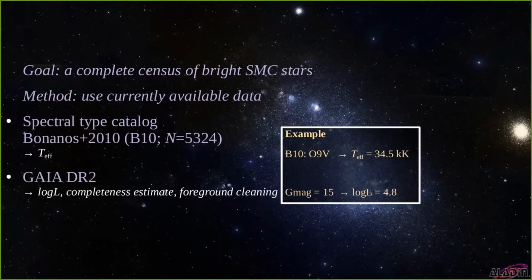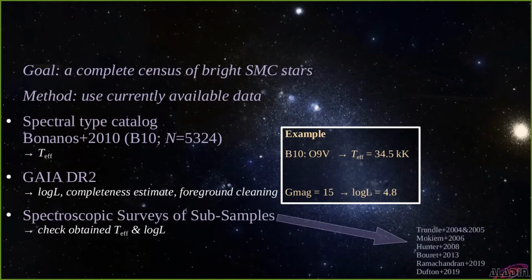Then we also cross-correlate the catalog with the Gaia data. By combining the effective temperature, a bolometric correction, and observed G magnitude, we can obtain an estimate for the luminosity of the star. Also, we can use the Gaia data for a completeness estimate and also to do foreground cleaning. And finally, over the years, people have observed subsamples of massive stars with dedicated atmosphere analysis studies. And these we can use to see if our estimates for the temperatures and the luminosities make sense.